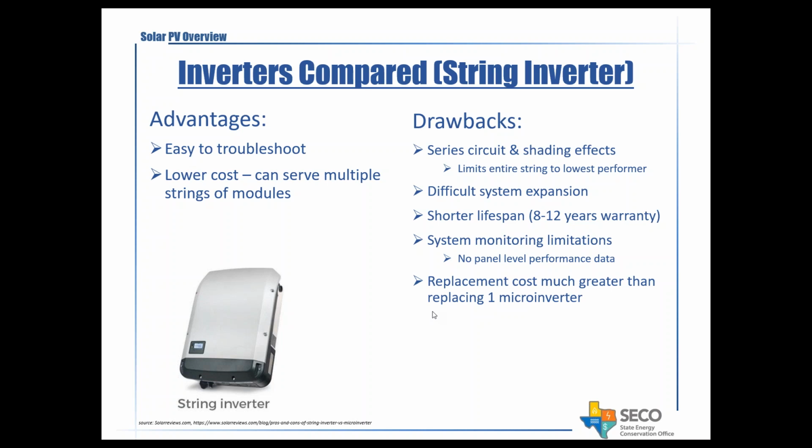So the other drawback is the replacement cost of a string inverter can be much higher than one microinverter. For example, if you have a microinverter fail, you just have to replace that one microinverter. But if your string inverter fails, you have to replace a much larger, more expensive unit. And I also wanted to note that there's a rapid system shutdown feature that is required by code now, but with the string inverters, that's still possible with certain combiner boxes.